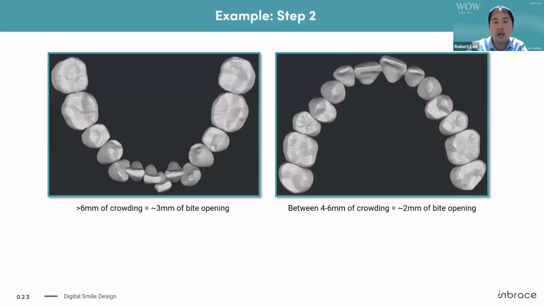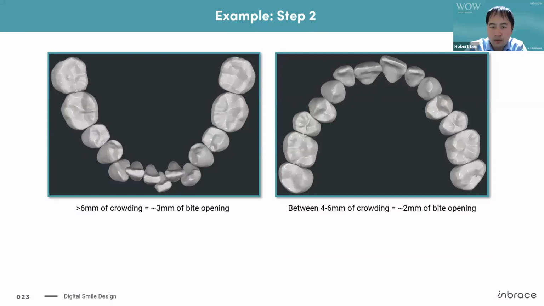The way to see that is in step 2, where you look at the crowding and spacing. When I look at the lower, I think, okay, that's probably severe crowding, probably more than 6 millimeters. So we'll say that's about 3 millimeters of bite opening, because again, it's not as easy as 1, 2, 3, it's as easy as 2, 4, 6, and we're over 6 millimeters. On the upper, it's more moderate crowding.